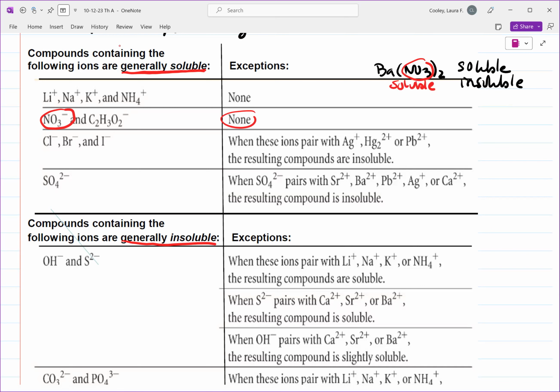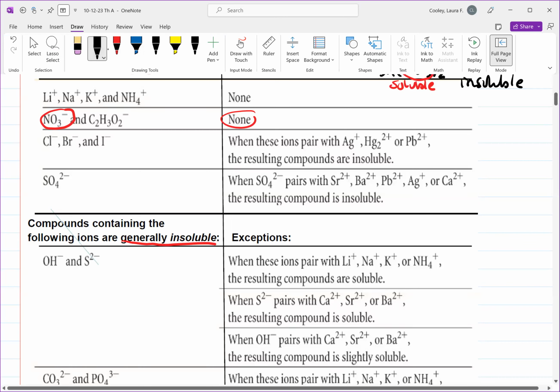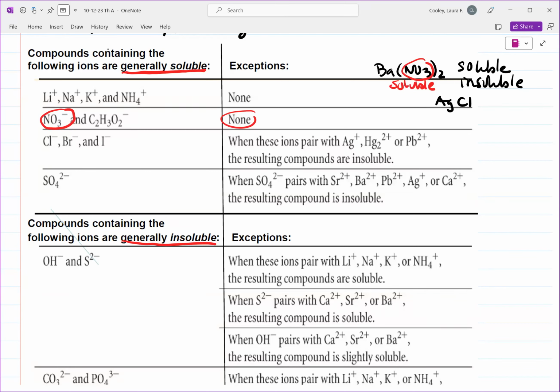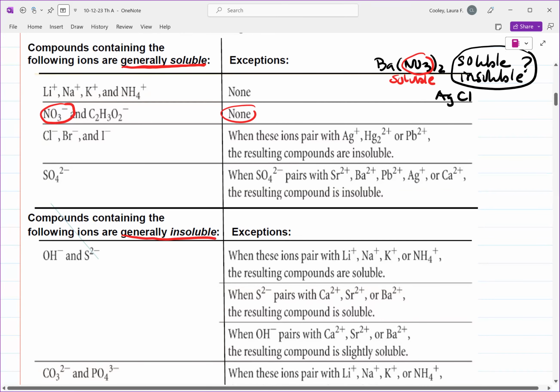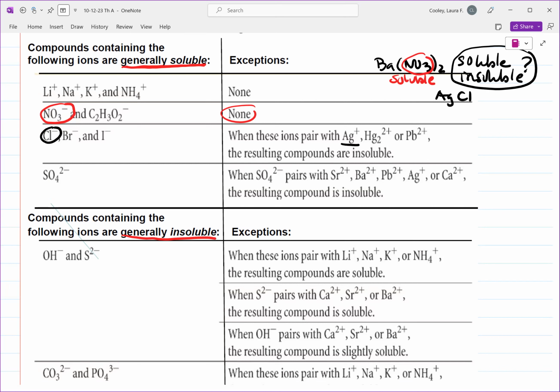Okay. Another example would be, and I'm not going to do them all because I did them last time, what about silver chloride? Soluble or insoluble? Insoluble. Now, which rule did you use here? It's an exception to the generally, chlorides are generally soluble, but not when paired with silver ion. So this would be insoluble.